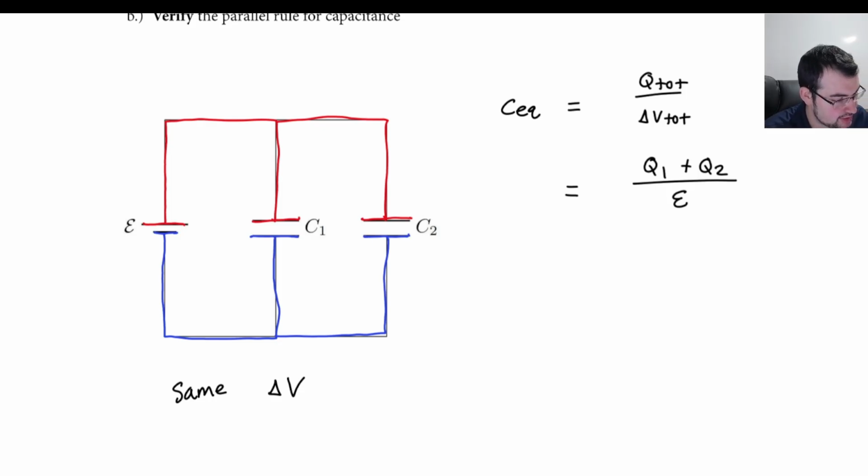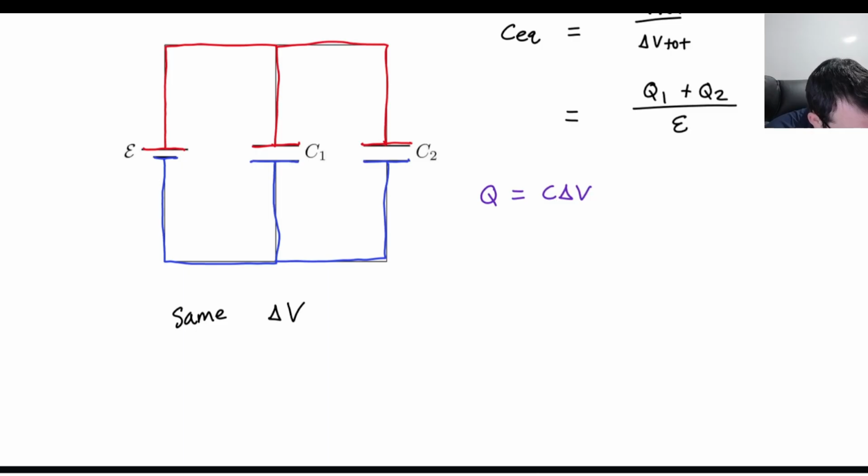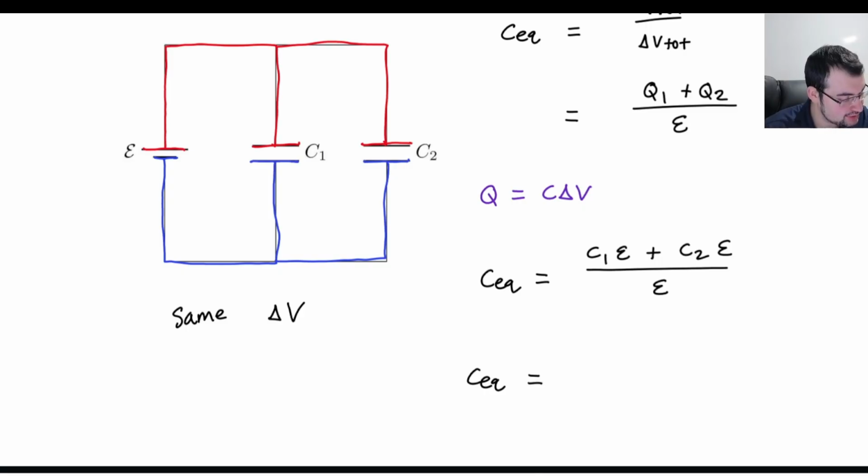So now we got to get some capacitance relationships in here. So just like we said delta V is Q over C, we can also say Q is C delta V. So we can plug in C delta V for each of these Qs. So CEQ is equal to C1 times epsilon for the first capacitor, C2 times epsilon for the second capacitor, and then we see that everything divides out. So we get the equivalent capacitance is just C1 plus C2.